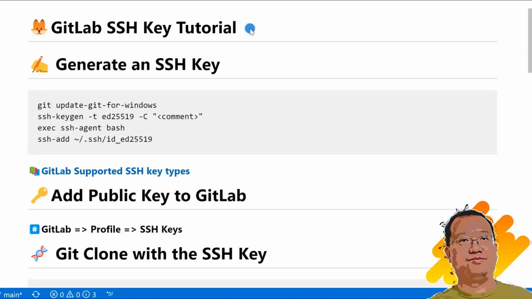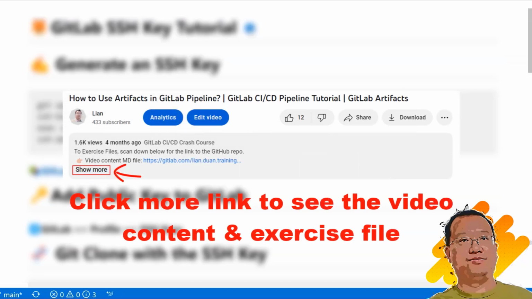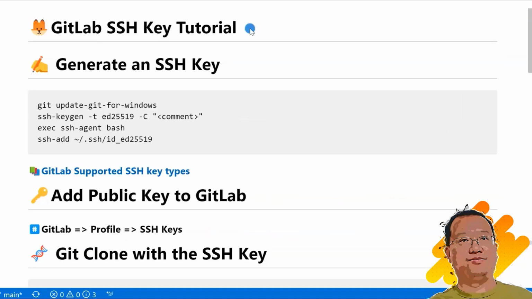In today's video, I'm going to show you how to create an SSH key for your GitLab repository on Windows 11. We'll then use this key to clone the GitLab repository. My hands-on demo has 3 parts. Let's do it one by one.